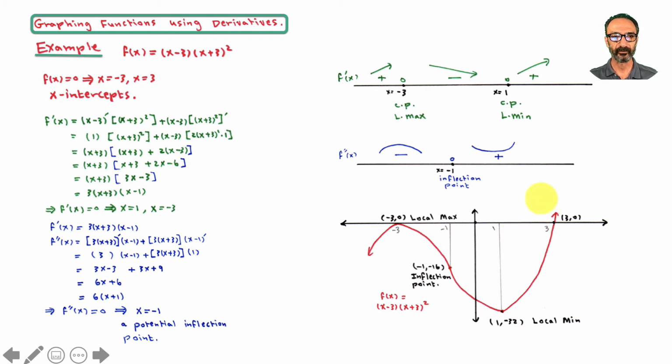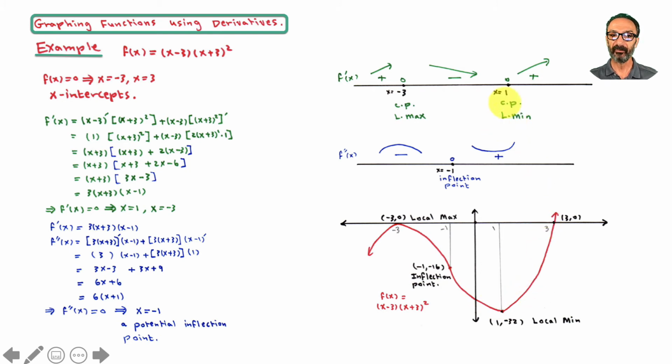Let's take a look. Here it says to the left of negative 3 you are increasing. Between negative 3 and 1 you are decreasing. You're going down. After 1 you are increasing. Good. Here we said x-intercepts negative 3 and 3. Second derivative says to the left of negative 1 you are concave down. To the right of negative 1 you are concave up.